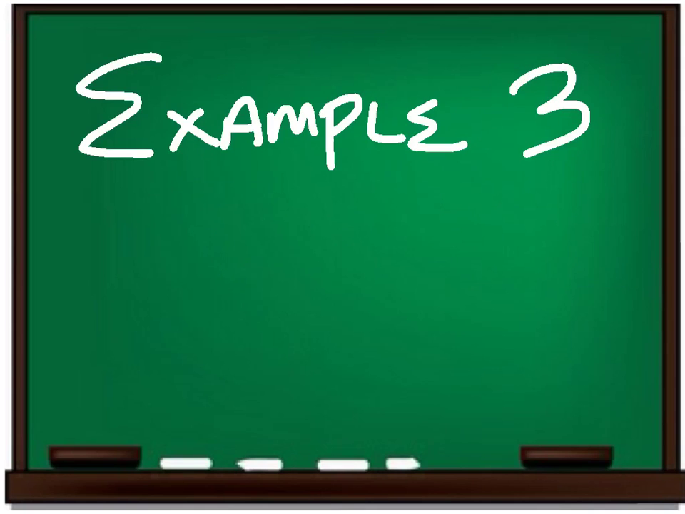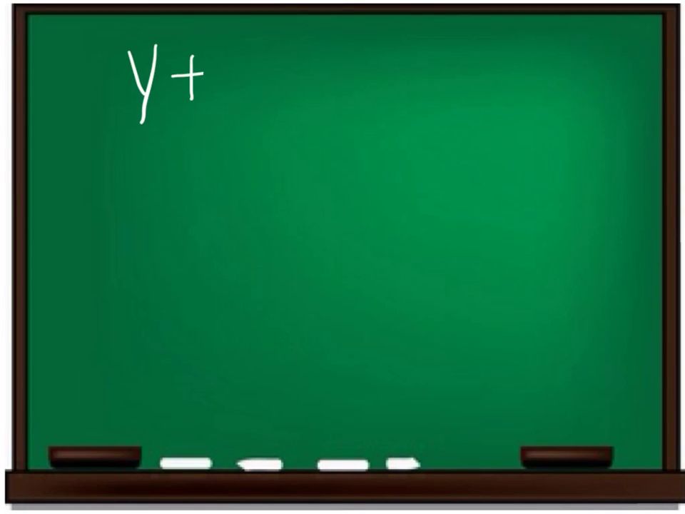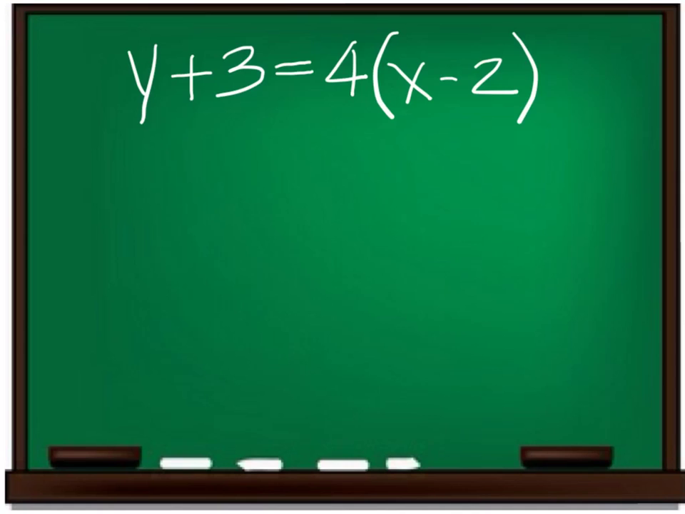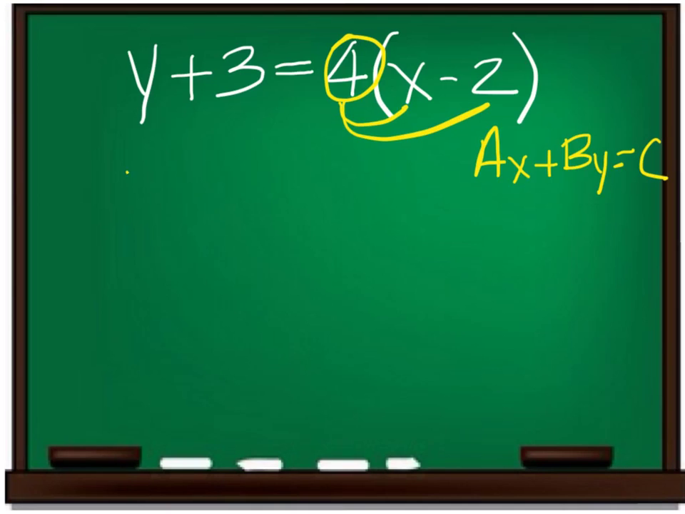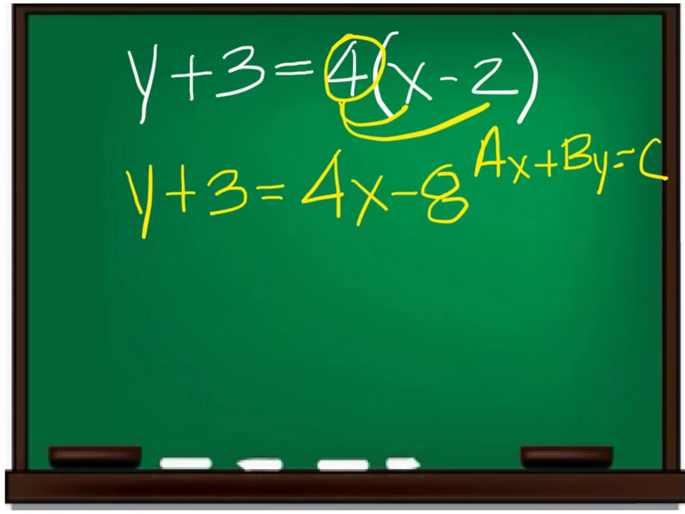Example 3. In this one, you're going to have to go from point slope to standard form. And standard form is ax plus by equals c. Step 1 is to multiply through the parentheses by the slope. You should get y plus 3 equals 4x minus 8.